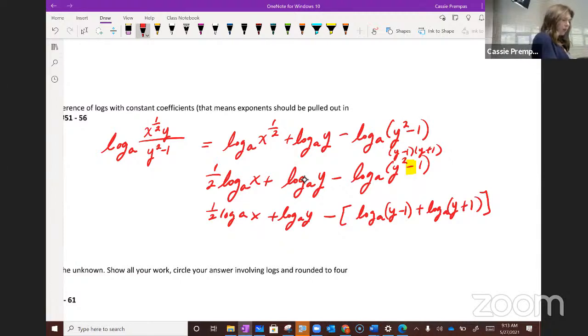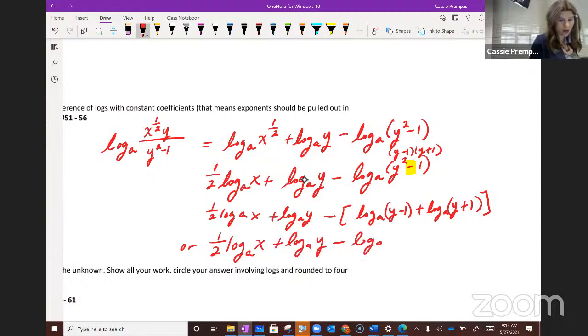Nice job. Now, one thing to also be aware of is I do have the minus sign pulled out in front of the parentheses. I could have also had this as 1/2 log base A of X plus log base A of Y minus log base A of Y minus 1 minus log base A of Y plus 1. Either of those are good. What you can't do is remove those parentheses because then you'll miss the distributive property.